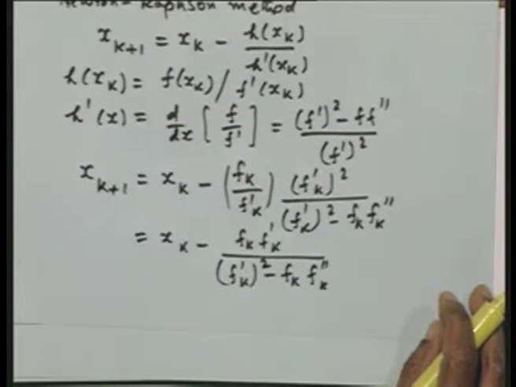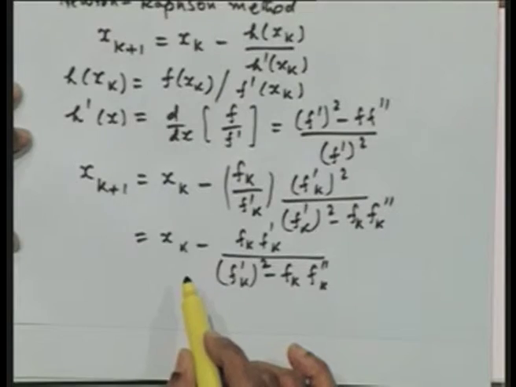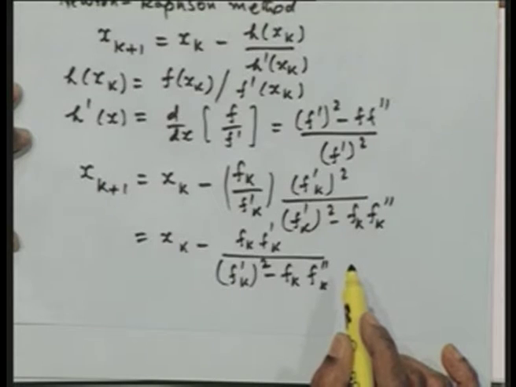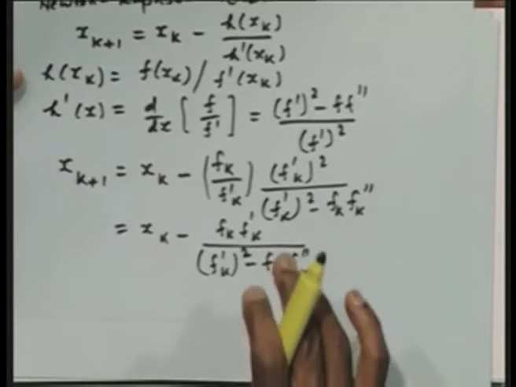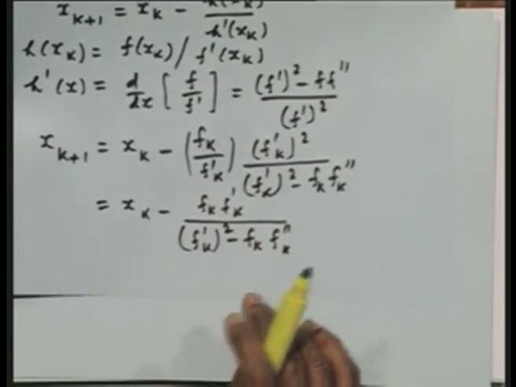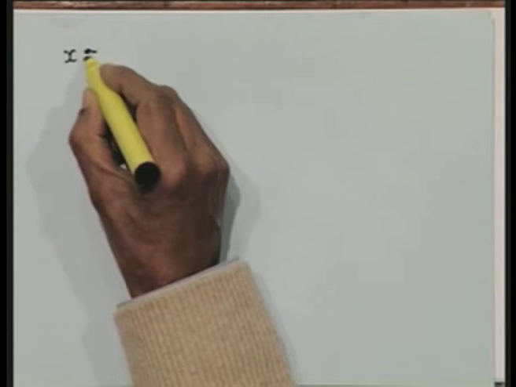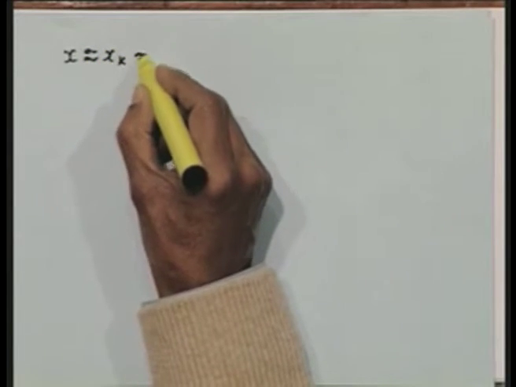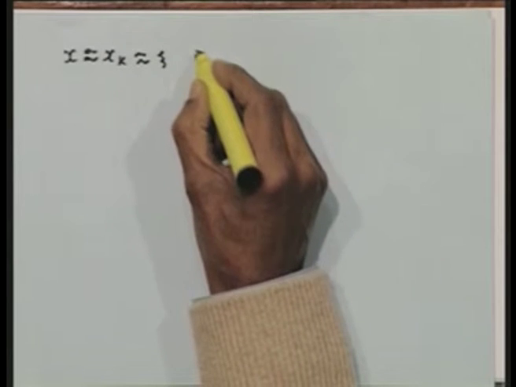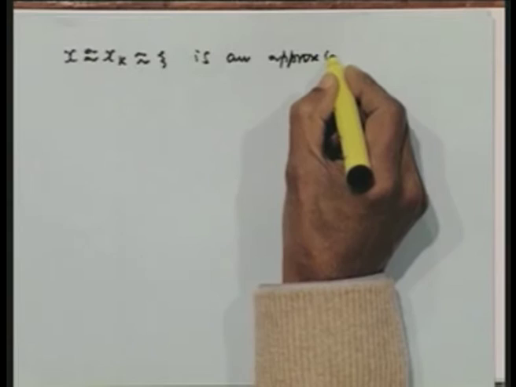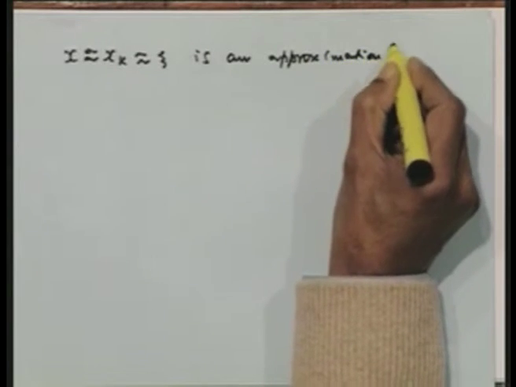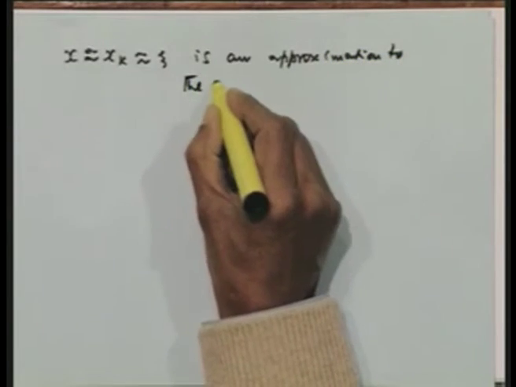Therefore, I can obtain the simple root of h(x) = 0 using this Newton-Raphson method modification, and therefore this gives me the multiple root of multiplicity m of the original equation. Therefore, we can say that x = x_k, finally, is an approximation to xi, the multiple root.